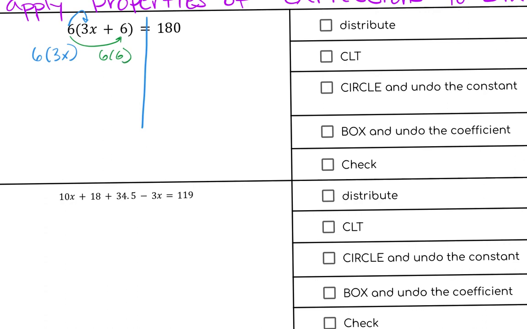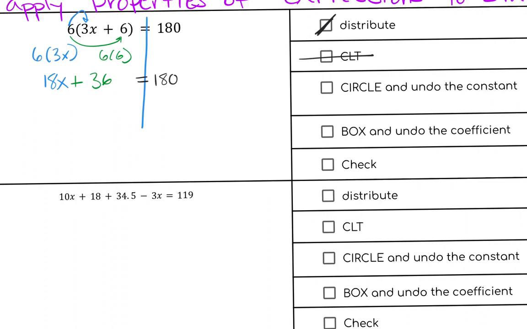Then I'm going to go ahead with multiplication. 6 times 3x is 18x. 6 times 6 is 36. And since that's a positive 36, I'm going to add it. Then the other side of the equal sign is going to stay the same. So we distributed. I don't have any like terms to combine, right? 18x has an x, 36 does not, so they are not like terms. So I don't need to do that step.